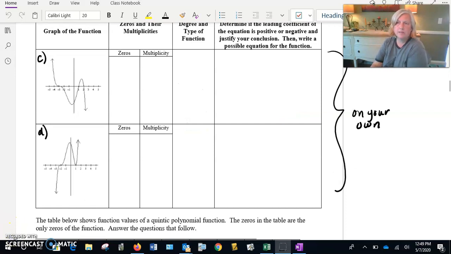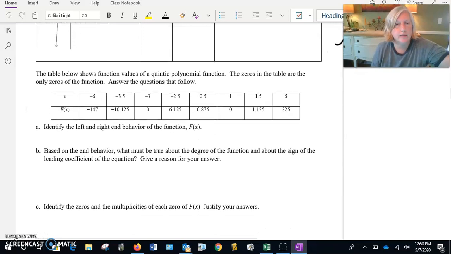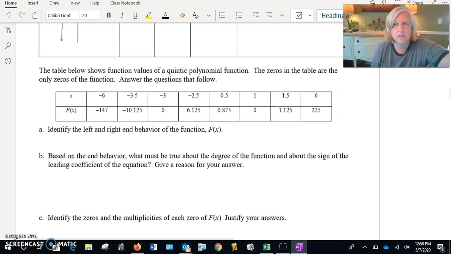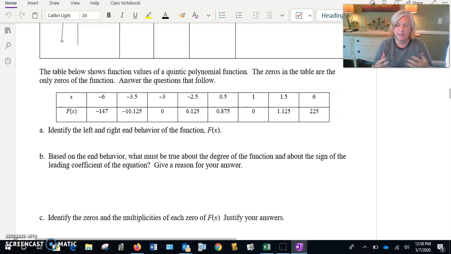All right, so hopefully this is all pretty straightforward for you guys. We're now going to go into the next example. We kind of looked at things graphically. Now we're going to look at things a little bit more numerically by looking at the table of values.